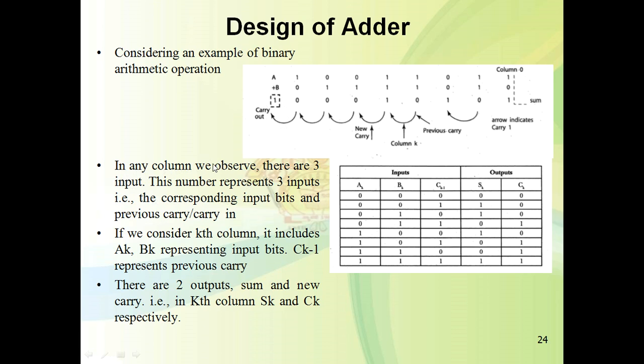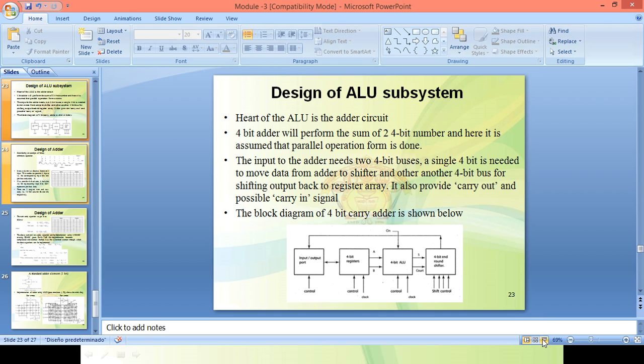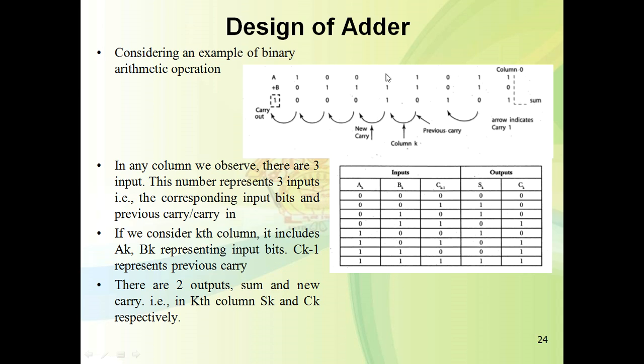In any column we observe there are 3 inputs, that is, these numbers represent the corresponding input bits: two corresponding input bits and one previous carry input. If we consider the kth column, this is the Ak bit and this is the Bk bit, representing two inputs, and the previous carry, that is Ck minus 1.